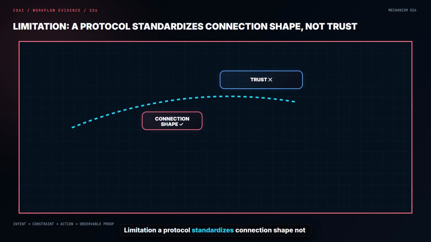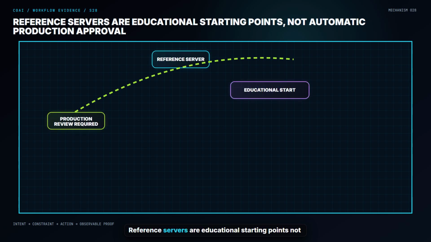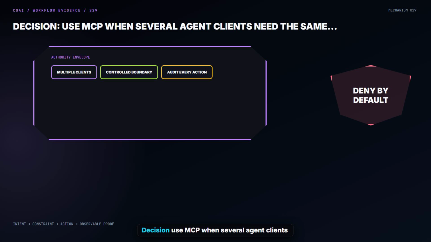Limitation: a protocol standardizes connection shape, not trust. A server may expose excessive authority, return hostile content, or implement tools poorly. Reference servers are educational starting points, not automatic production approval. Decision: use MCP when several agent clients need the same controlled tool boundary, then audit every exposed action.